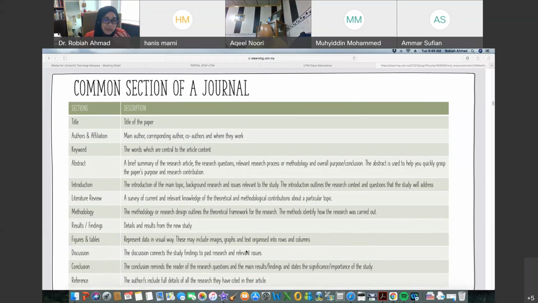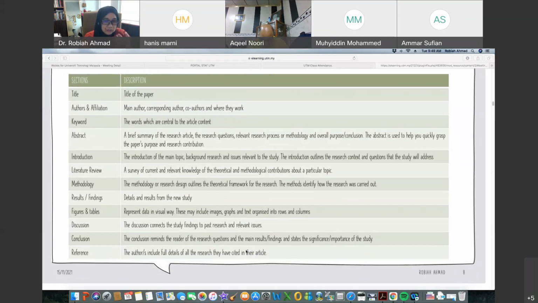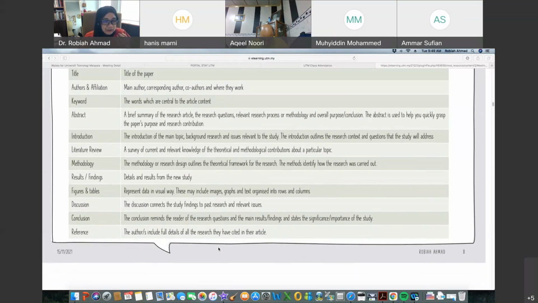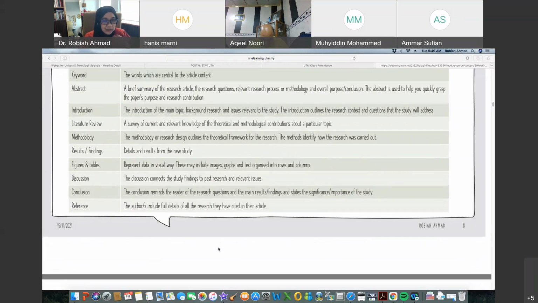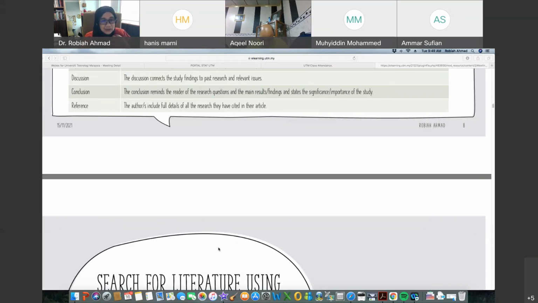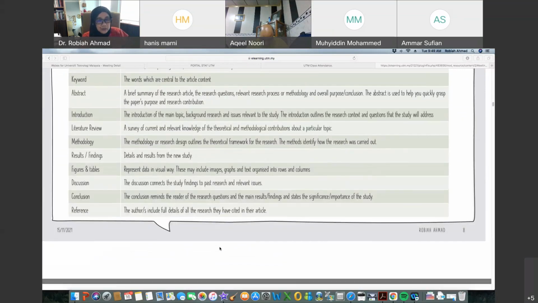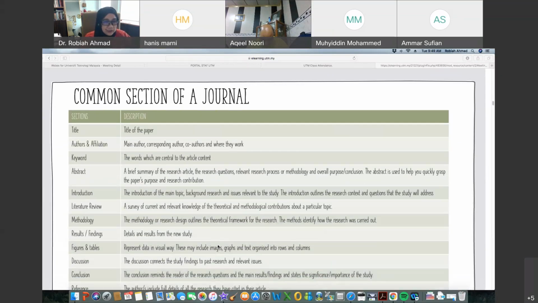Okay, so we have ideas about the findings of the studies, and then discussion, and then finally conclusions. Okay, so the references also help us to dig into relevant literature that we might be using. Okay, so these are the common sections in a journal.